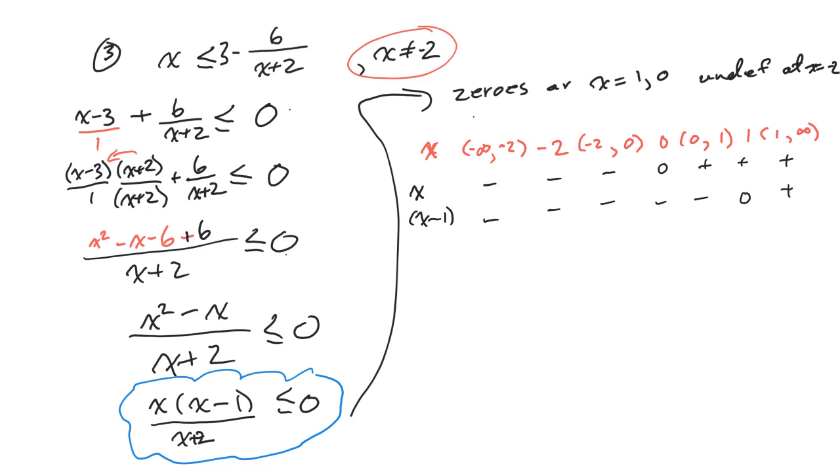Now, we know that for this portion of our graph, at x plus 2, we know that our graph is at -2, it is undefined. But before -2, let's say -3, this overall x plus 2 is negative. Then after it, it's going to be positive.